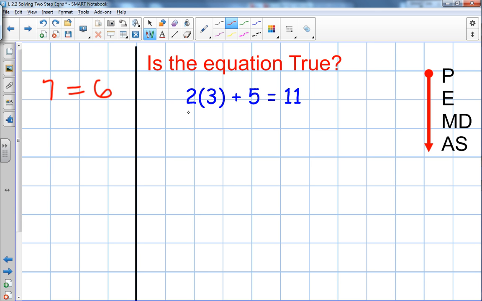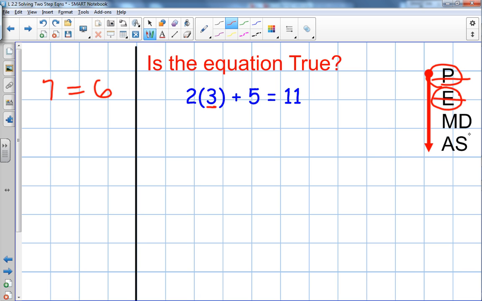Now the question is this equation, 2 times 3 plus 5 equals 11, is it a true equation? And the way you determine whether it's a true equation is you work through the order of operations and simplify. First you look for parentheses. Now this expression on the left has a set of parentheses, but there's no work to be done inside. So there are no parentheses. Then you look for exponents. In this equation there are no exponents.